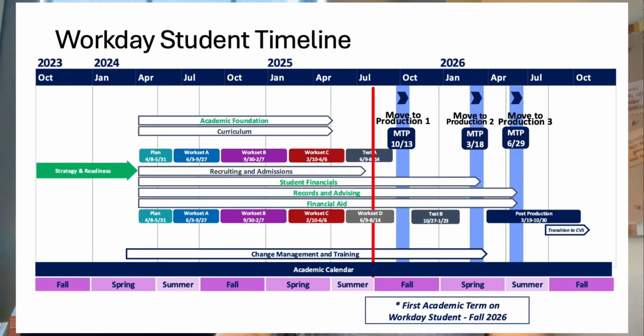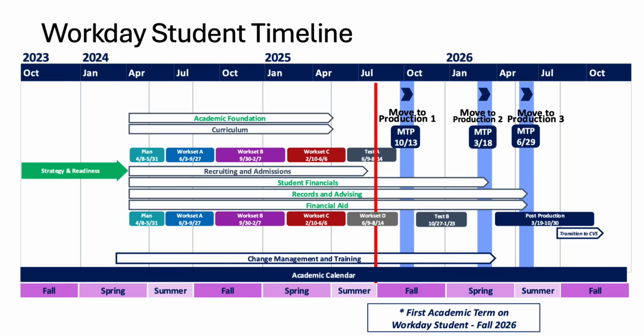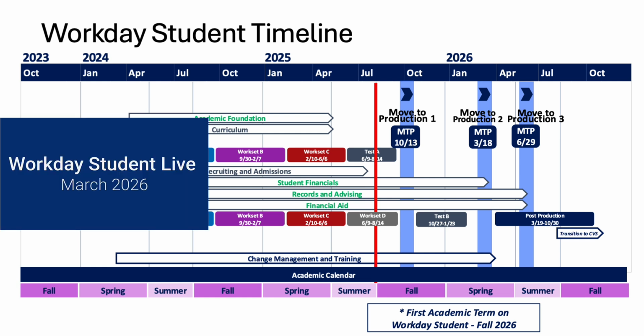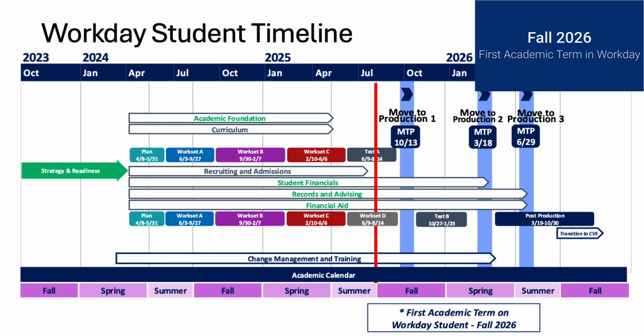The HR and finance modules of Workday were rolled out over a year ago and have been live since January 2024. Today, though, we're focusing on the student module, which is still being configured. This part of the project started in 2023 and we're expected to go live in March 2026, with fall 2026 as our first academic term in Workday.